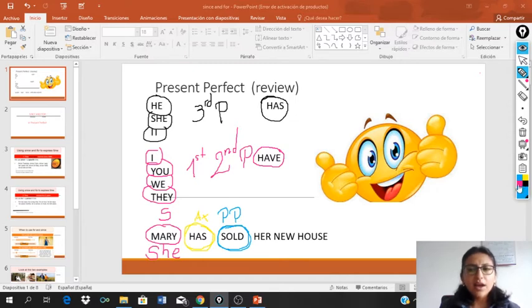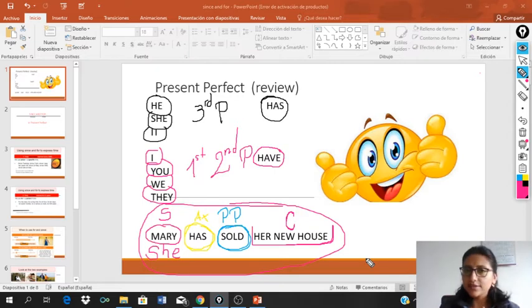Very good. And the last question: what is the complement? Okay, the complement is her new house. Okay? This is the structure for present perfect. Okay, this is easy for you. You learned this the last weekends.